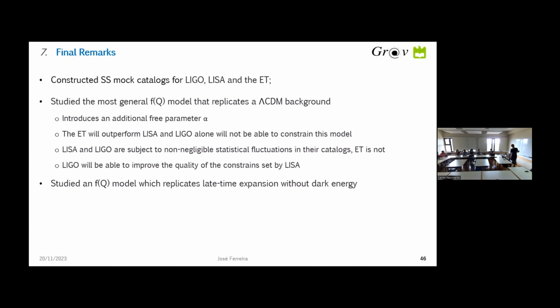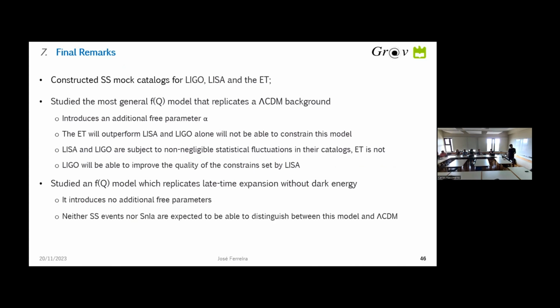We then studied the second f(Q) model, which replicates the late time expansion of the universe without dark energy. We saw that it introduced no additional free parameters, and that neither standard siren events nor Type Ia supernovae are expected to distinguish between this model and lambda CDM on their own. Unfortunately, there's a tension between Type Ia supernovae and the CMB, effectively ruling this model out. And with this, I finish my presentation. Thank you for listening, and questions.